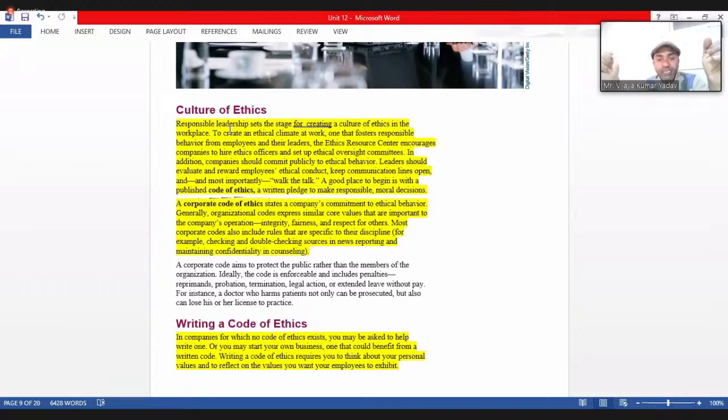A good place to begin is with a published code of ethics, a written guide to making responsible moral decisions. So in a workplace, there should be a code of ethics, and all the people involved in that organization should be encouraged to follow it. Now, a corporate code of ethics states a company's commitment to ethical behavior. That is, if a company has a commitment to ethical behavior, then that is called a corporate code of ethics.